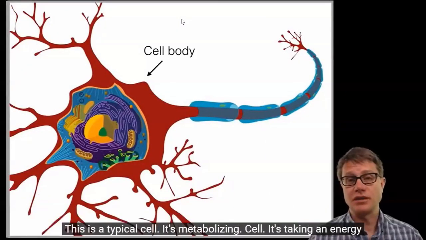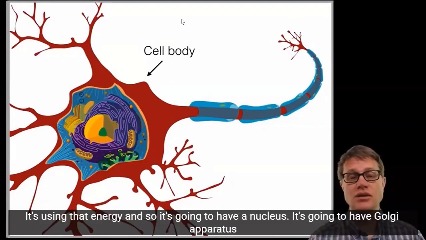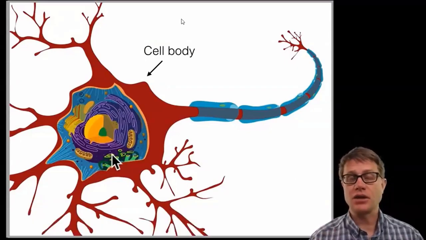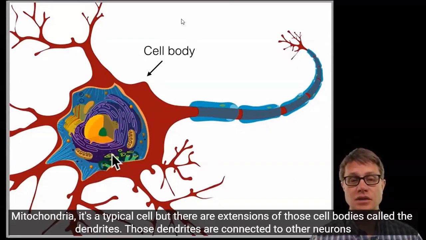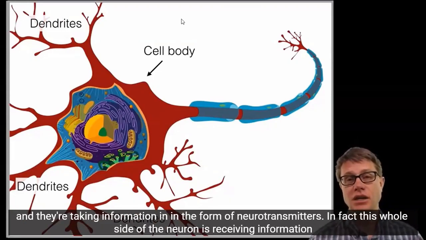This is a typical cell. It's a metabolizing cell. It's taking in energy. It's using that energy. And so it's going to have a nucleus. It's going to have Golgi apparatus, mitochondria. It's a typical cell. But there are extensions of those cell bodies called the dendrites. Those dendrites are connected to other neurons, and they're taking information in the form of neurotransmitters. In fact, this whole side of the neuron is receiving information.